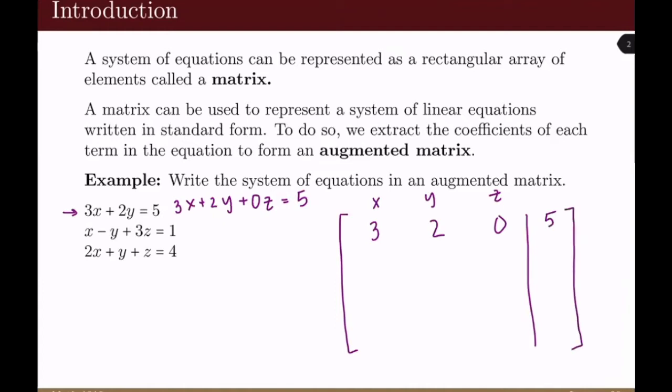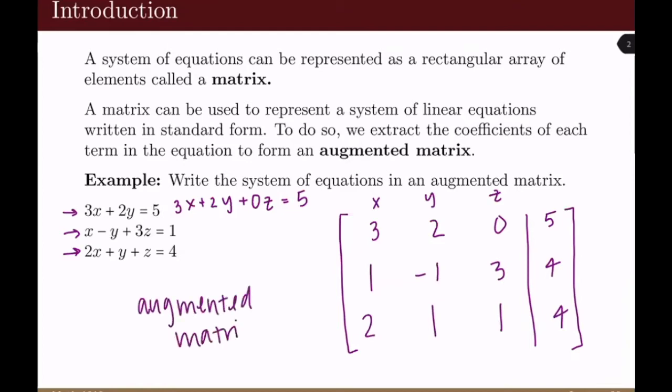Okay, second equation. Now we're looking at this one. We have a 1 in front of the x, a -1 in front of the y, a 3 in front of the z, and equals 4. And then the last equation, we'll have 2, and then 1, and then 1, and then 4. So this is the augmented matrix. Typically, you do not write the variables on the top. I just did that as a demonstration. So the actual solution would be just this matrix here.